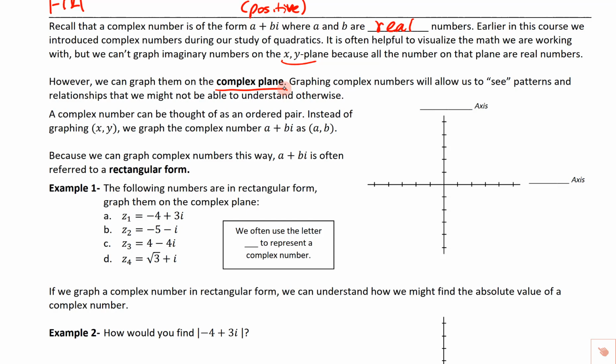So we're going to talk about the complex plane. We can graph complex numbers on the complex plane, and it's going to allow us to see some patterns and some visualizing things that we may not be able to understand if we didn't have a complex plane.